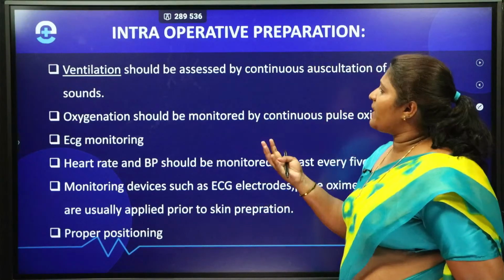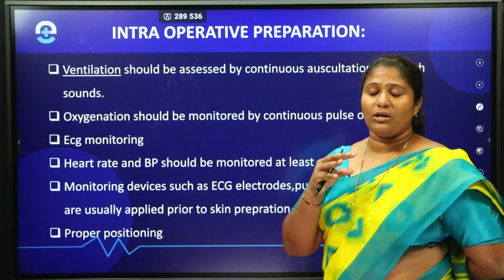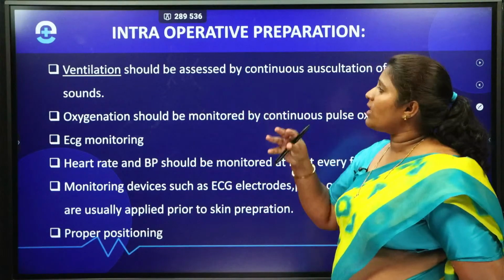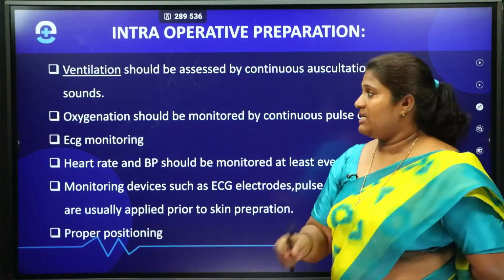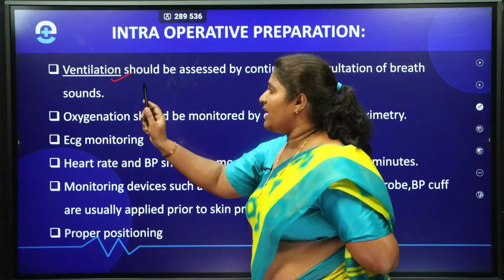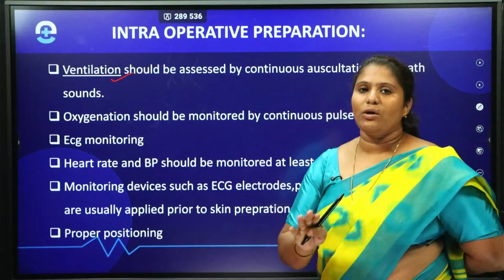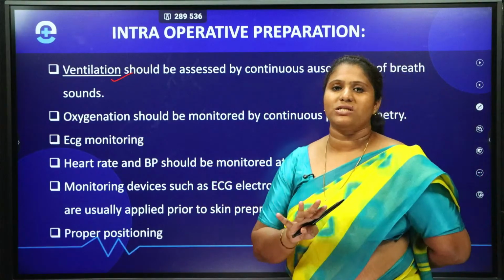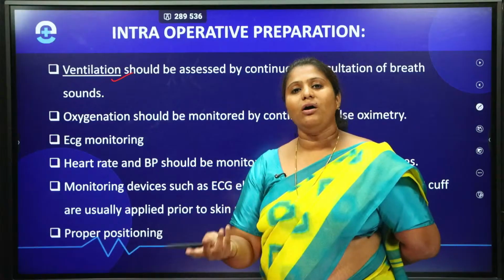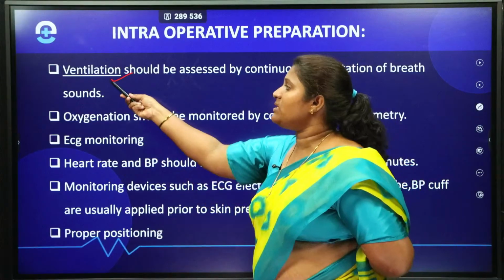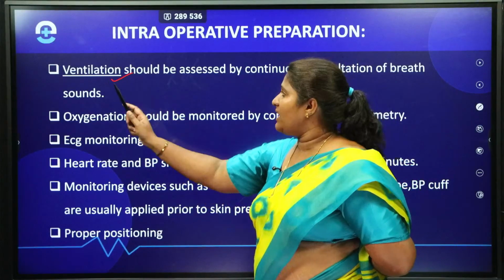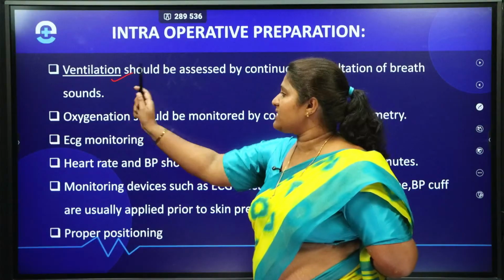Next, what are the preparations? During the intraoperative time, what preparations have to be done by the nurses? So the first one is ventilation. Ventilation should be assessed by continuous auscultation of breath sounds, because for 8 hours or 5 hours the patient will be under general anesthesia or spinal anesthesia. So we need to start with oxygen and ventilation. You have to see that. That is the first important thing.